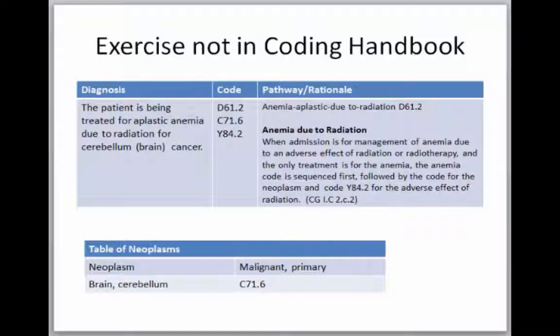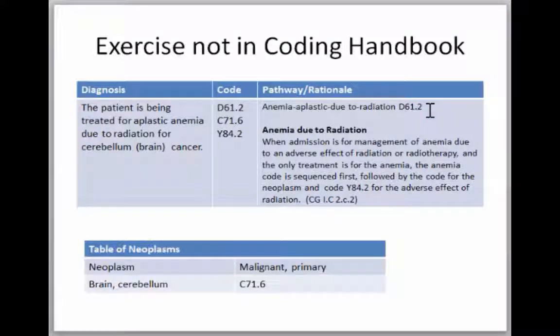Here's one we haven't coded yet. The patient's being treated for aplastic anemia due to radiation for the cerebellum or brain cancer. Cerebellum is part of the brain. So in the table of neoplasm, you're going to see brain as your primary term or main term, and cerebellum as a subterm.